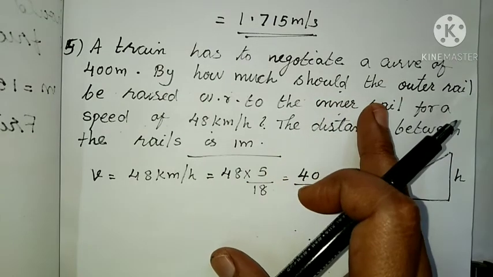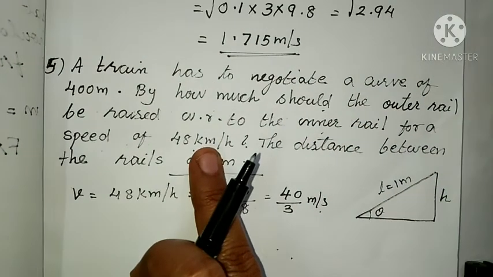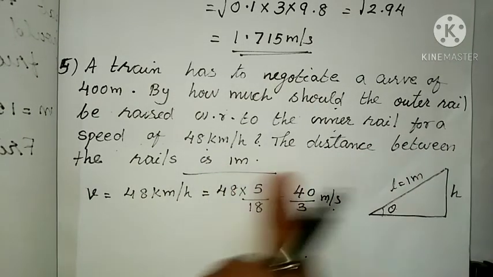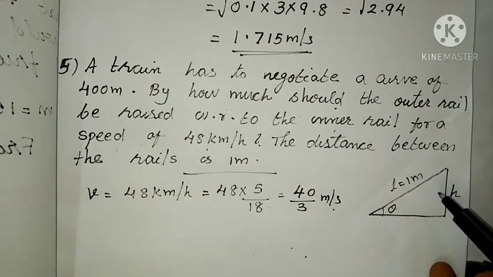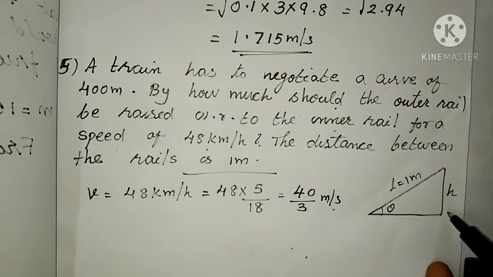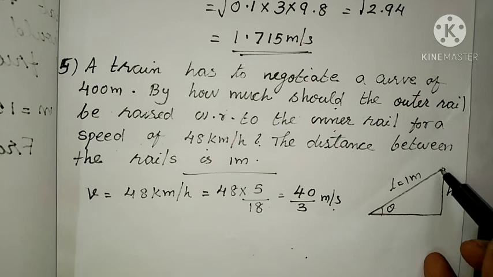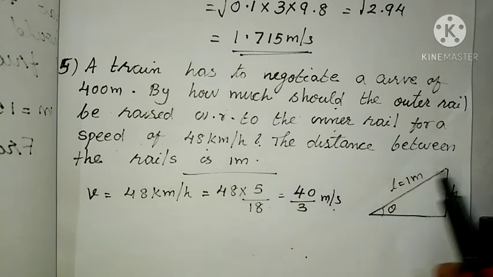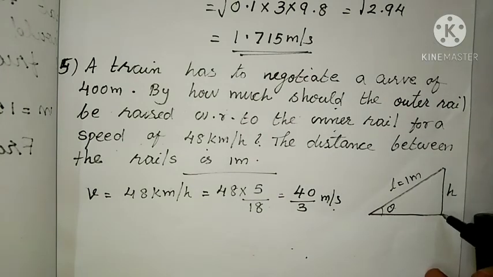A train has to negotiate a curve of 400 meter. By how much should the outer rail be raised with respect to the inner rail for a speed of 48 km per hour? The distance between the rails is 1 meter. So here the train has to negotiate a curve of 400 meter. Then the outer rail is raised to the inner rail by a height h. The distance between the rails is 1 meter and the speed of the train is 48 km per hour. You should find out how much the outer rail should be raised, that is h.